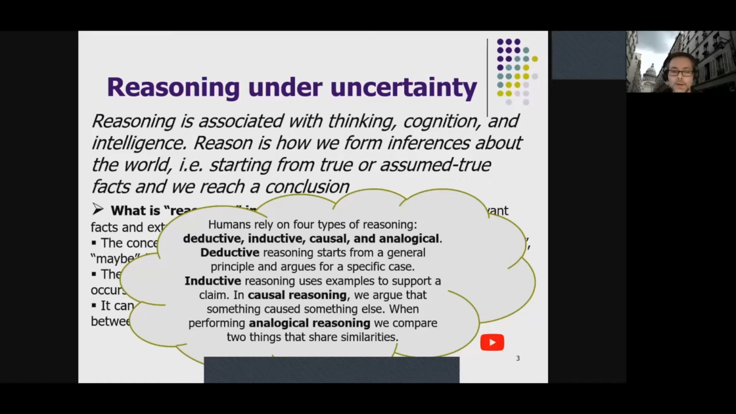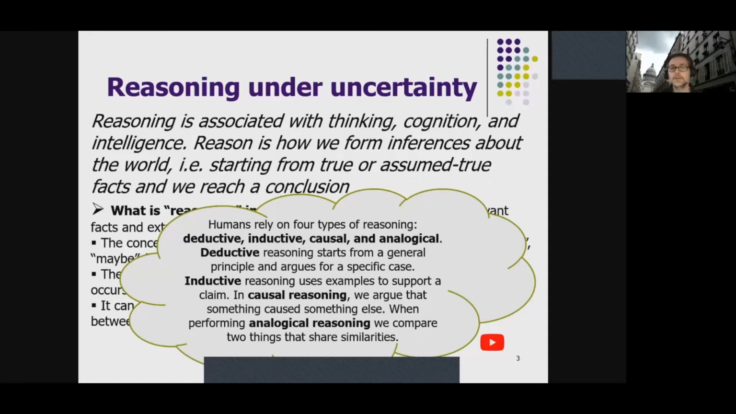In artificial intelligence systems, we try to create computational models that imitate these processes of deductive, inductive, causal, and analogical reasoning. Inductive, for example, is reasoning based on examples, and we use it to support a certain claim. In deductive reasoning, we start from the general principle, and then we try to argue about a specific case. In analogical reasoning, we draw on previous experiences. We make comparisons between information we collect and facts, and we try to find similarities in order to reach a conclusion. So these processes have influenced a lot the way machine learning and AI methods have been developed.